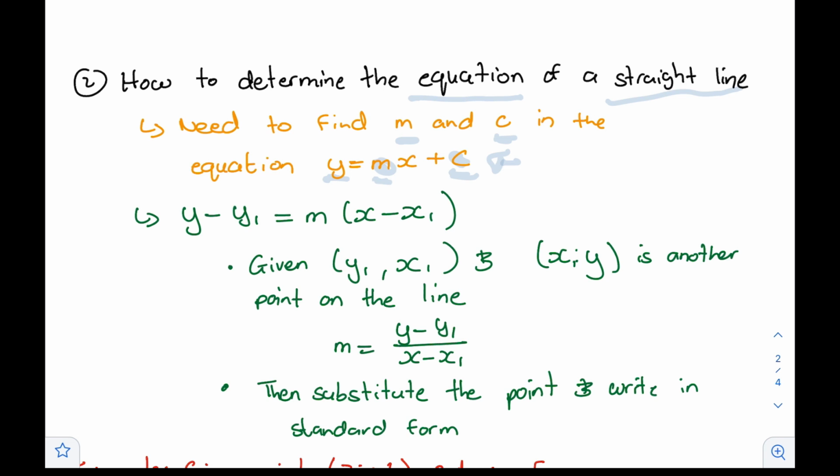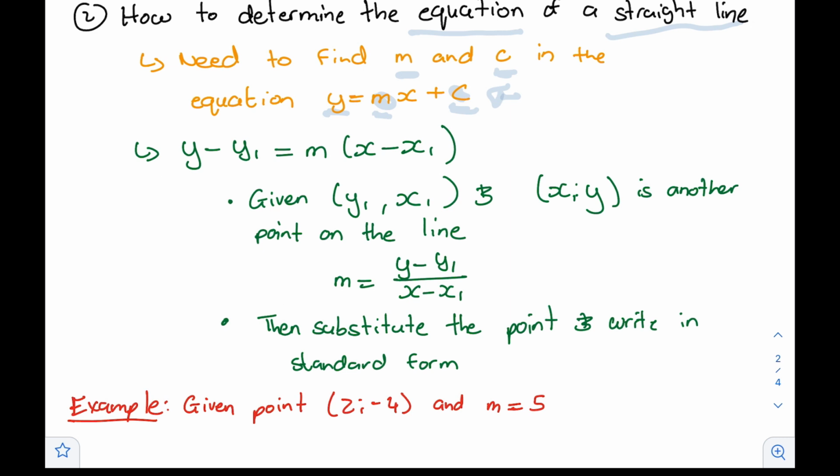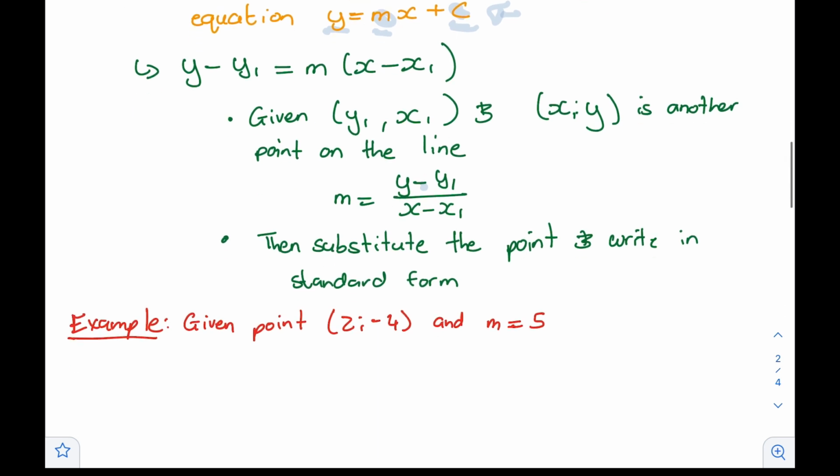Now, we have an equation that we can use as well, which is y minus y1 equals m times x minus x1, right? And this can be rewritten into a standard form. But what we see with this equation is that if you're, for instance, given coordinates, you're given y1 and x1, and x and y is another point on the line, you can substitute m to find y minus y1 over x minus x1 to find your gradient, and then you substitute the other point to find what c is and write it into the standard form.